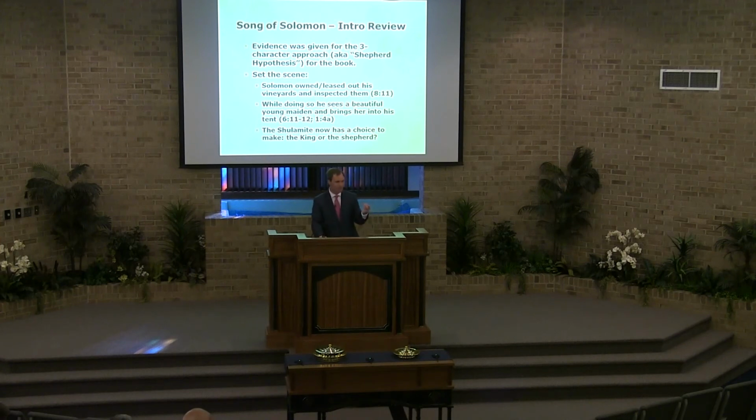And so he takes her. He orders his servants, go get that girl and bring her into my tent. He's out in the countryside, so he's not back in the palace just yet, not back at his home yet. But he says, bring her into my quarters. And so that's setting the stage of where we left off at the end last week.